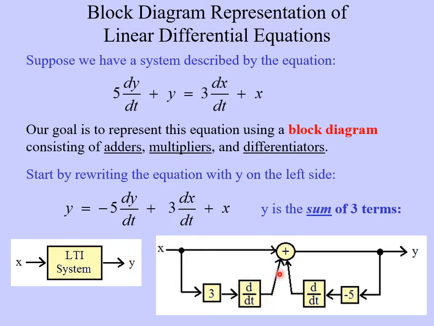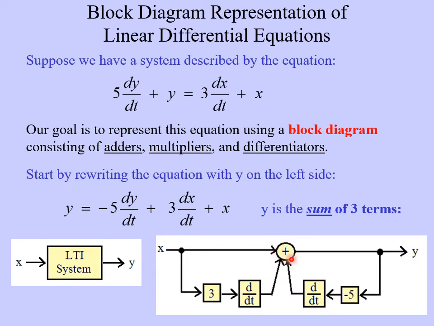And then the output of that we're going to put into the adder, because remember, it's added to these other terms here. And then finally, the last term that we're going to deal with here is this minus 5 times dy dt. Well, notice we're dealing with y, not x. So I have to take the output here, the y. I'm going to multiply it by 5 with this box, and then I'm going to send that through another differentiator, another subsystem that's labeled d dt. And the output of that will also go into the adder.